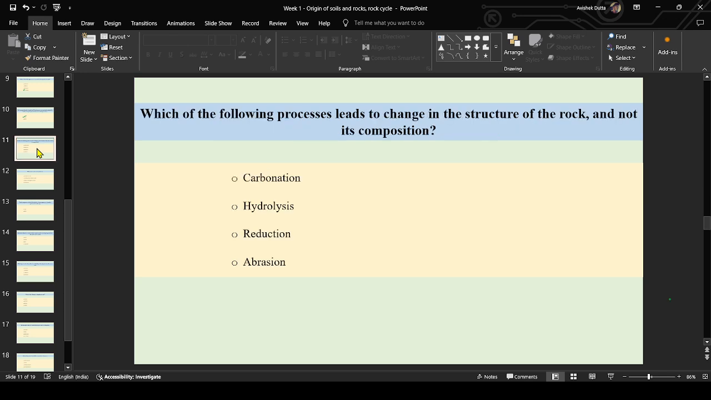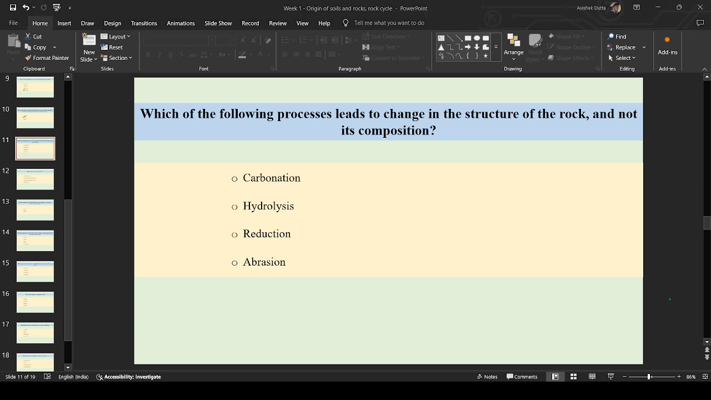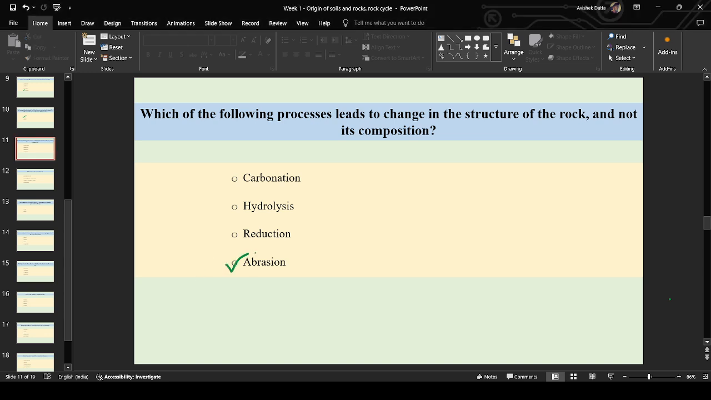Which of the following processes leads to change in the structure of the rock and not its composition? I think abrasion. Yes. Abrasion is the correct option. Now, why is abrasion the correct option? Because the rubbing nature leads to change in structure, like honeycomb structure or clay matrix structure. It does not lead to any change in the composition of the rocks. It is just a physical process that transforms the physical appearance of the rock. Abrasion is basically what we test for hardness or scratching. It does not have to do anything with the chemical composition of the rock.